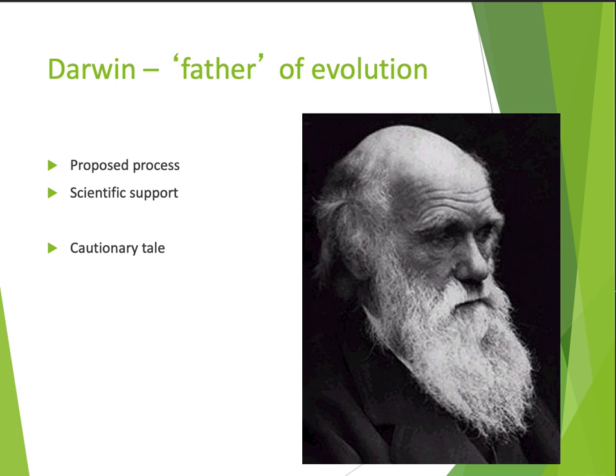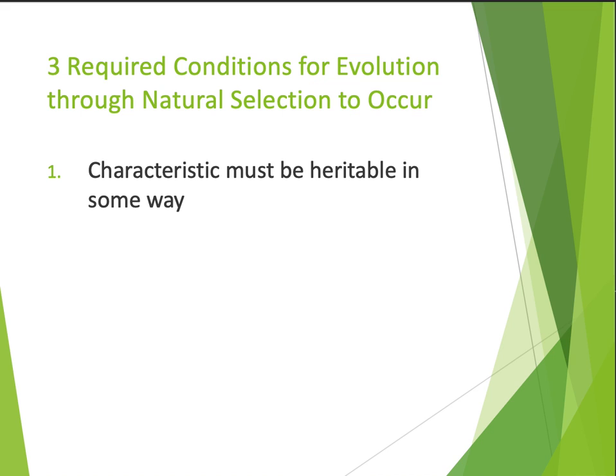What did they say? What did they say it was? How did they say it works? Well, first thing, they said that there are 3 required conditions for evolution through natural selection to occur. We're going to go back to calling it Darwin's theory because he gets the credit. What Darwin said is if you don't have all 3 of these characteristics, evolution through natural selection just cannot occur. So let's talk through all 3 of them and make sure it makes sense.